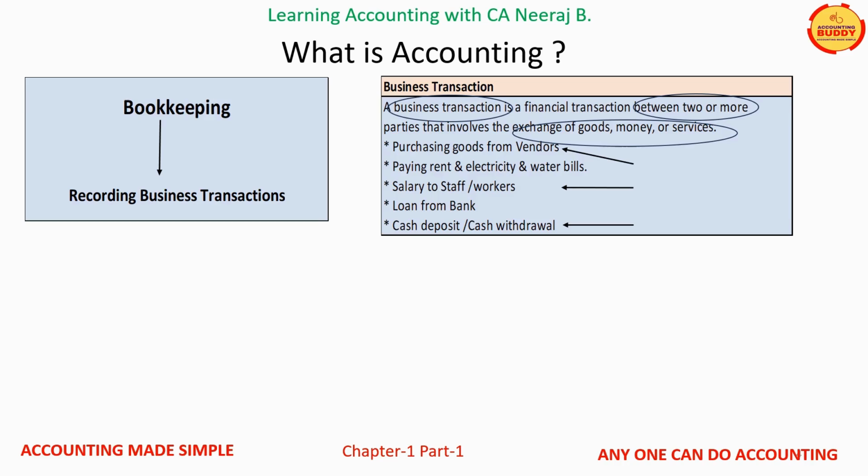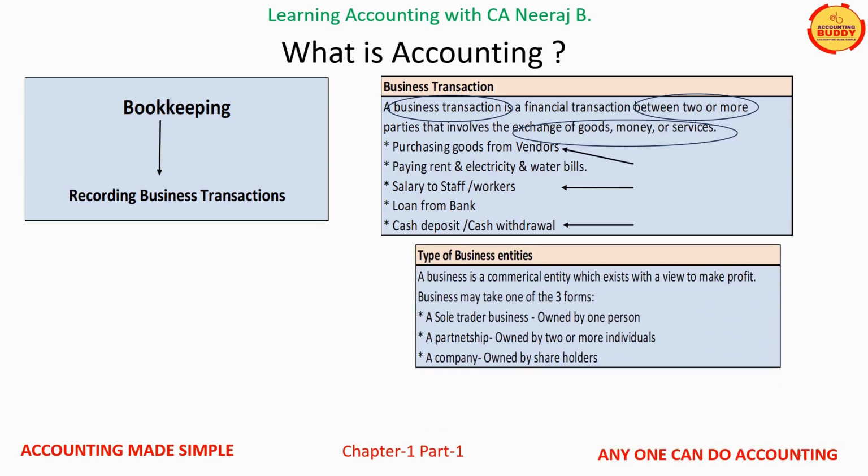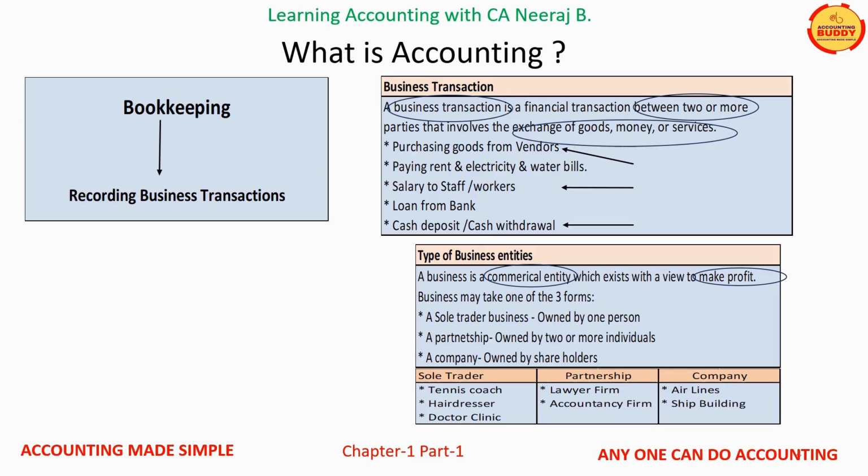At this stage, it is also important for us to know what is a business and what are the various types of business entities. A business is basically a commercial entity which exists with a view to make profits. There are three types of business entities: sole trader, partnership, and the company. The examples for each type of business entity are displayed on your screens. We will learn in detail about the business entities in our subsequent lessons.